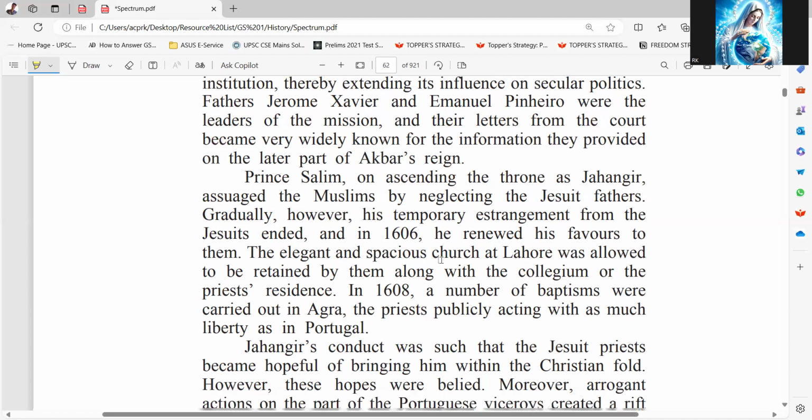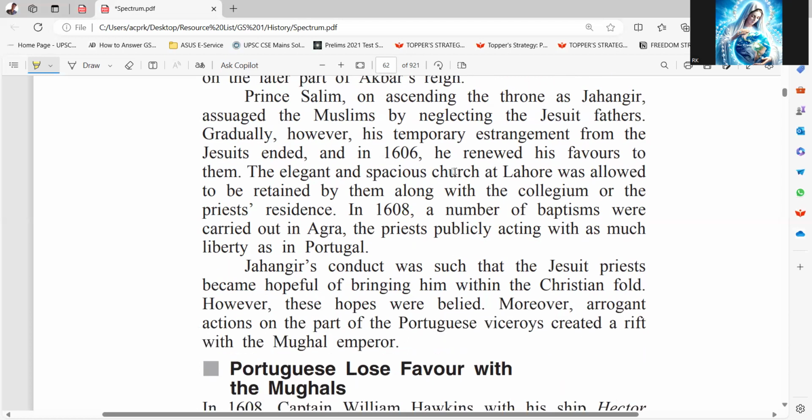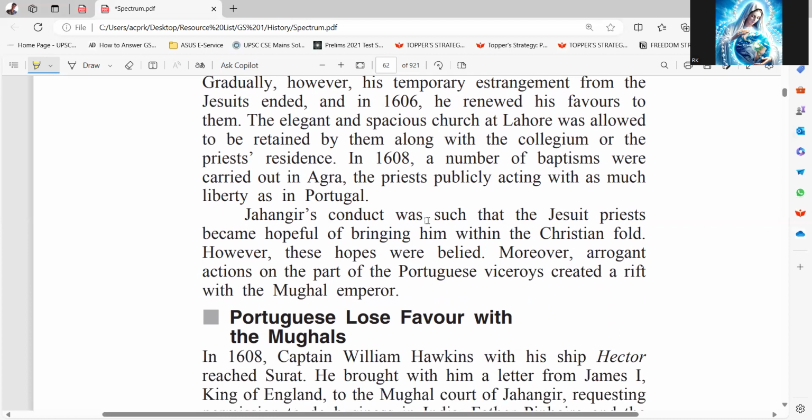The elegant and spacious church at Lahore was allowed to be retained by them along with the collegium or the priest residence. In 1608, a number of baptisms were carried out in Agra, the priests publicly acting with as much liberty as in Portugal. Jahangir's conduct was such that the Jesuit priests became hopeful of bringing him within the Christian fold.